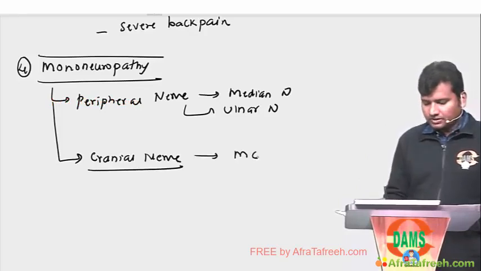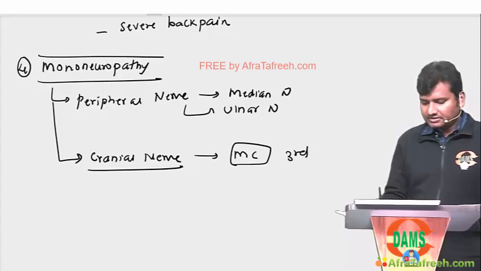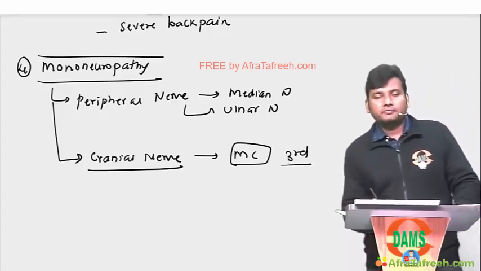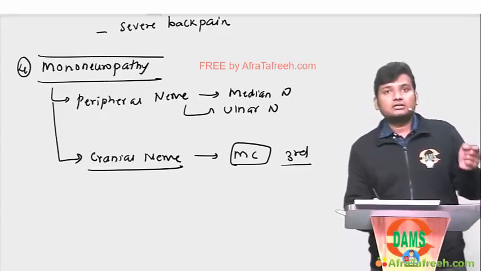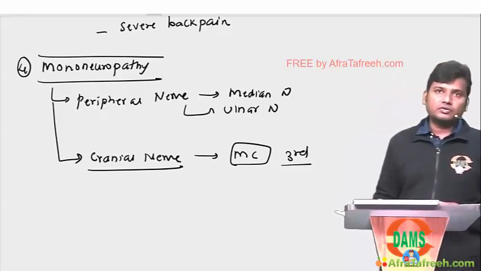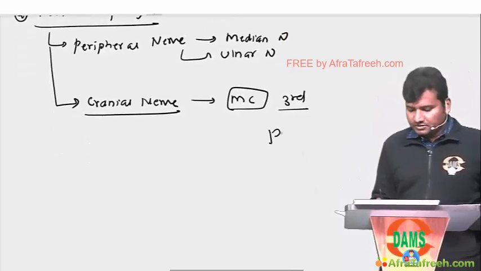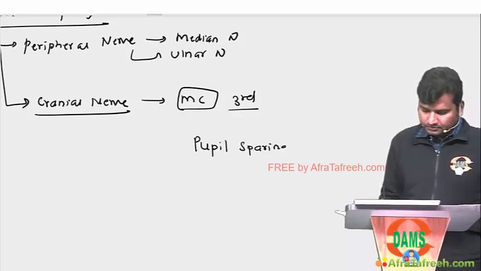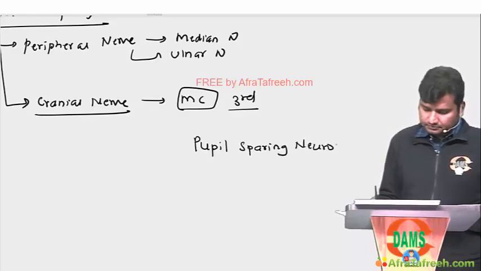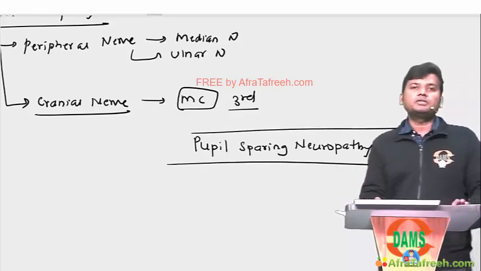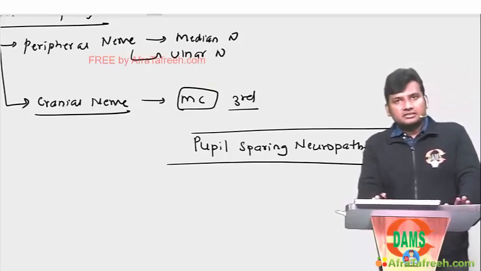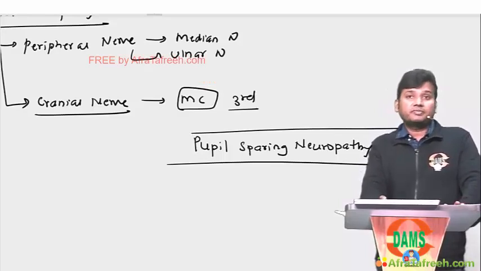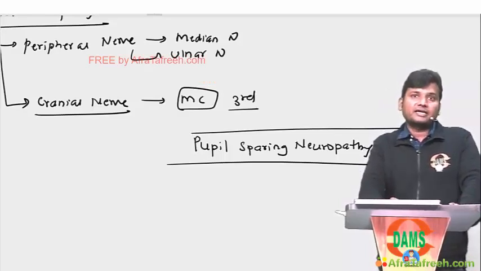The most common cranial nerve affected in diabetes is the third, that is oculomotor. And characteristic of involvement of the oculomotor nerve in diabetes is pupil sparing neuropathy. Patient develops pupil sparing neuropathy, MCQ. Now, why is it called pupil sparing neuropathy? Reason is very simple. The fibers which are supplying the pupil are not affected in early stage.